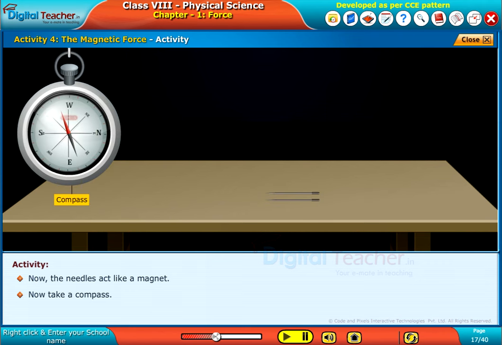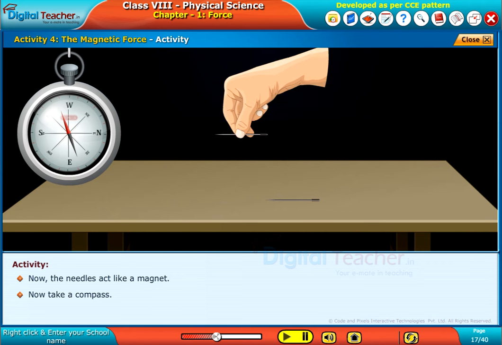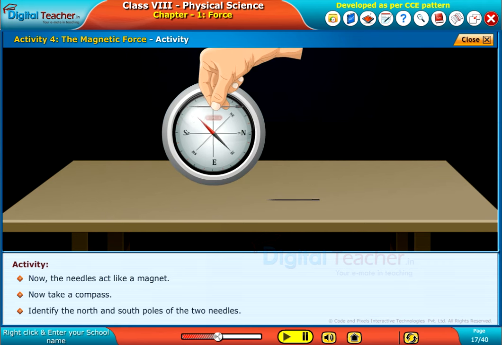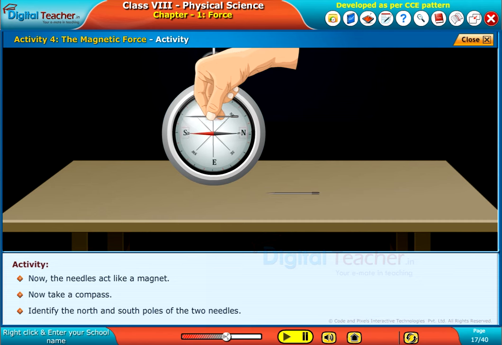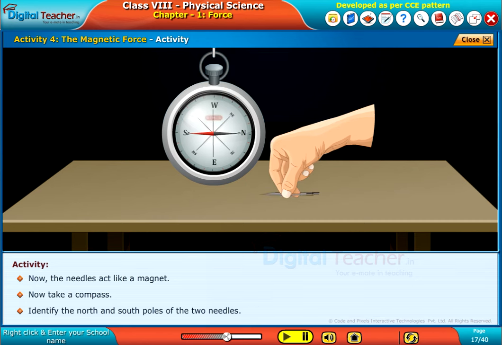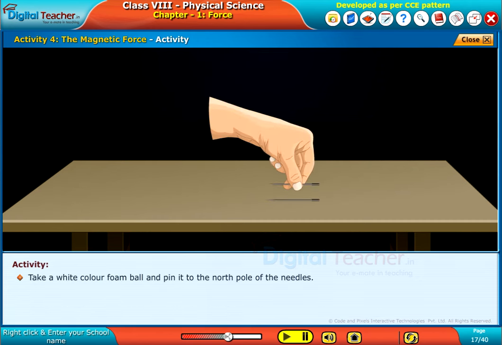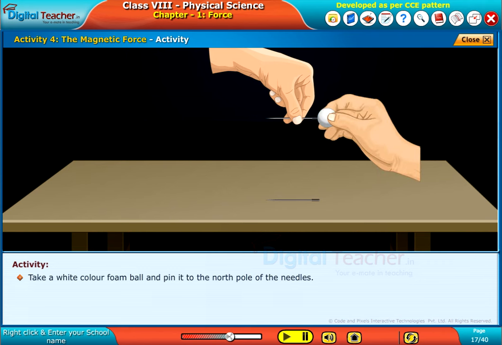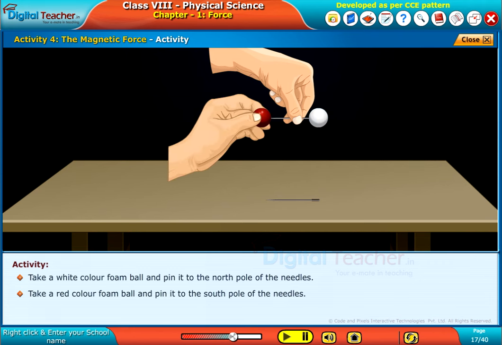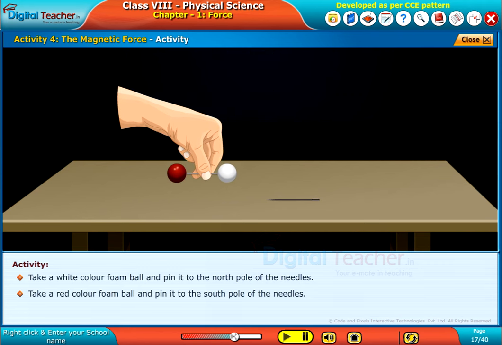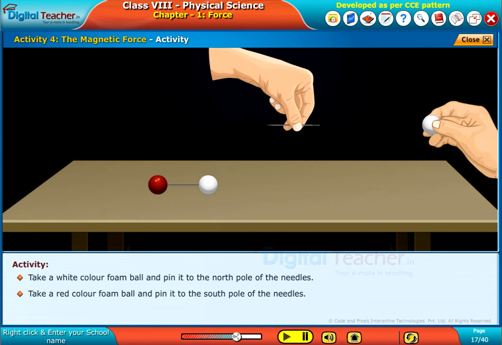Now take a compass. Identify the north and south poles of the two needles. Similarly, identify the south pole of the needles. Take a white color foam ball and pin it to the north pole of the needles. Take a red color foam ball and pin it to the south pole of the needles.